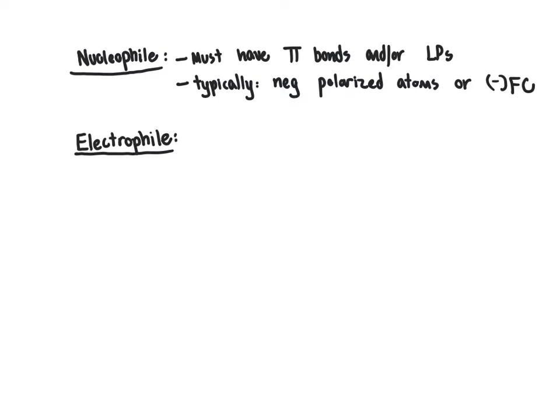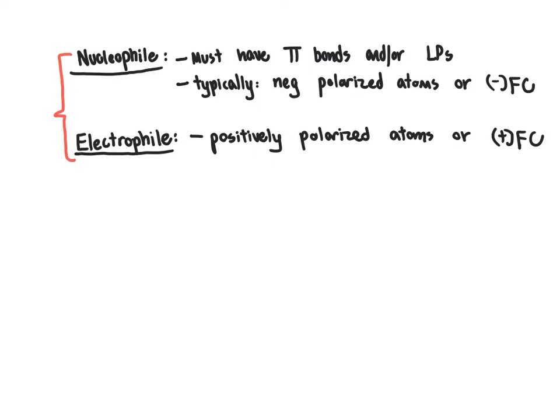They do not have electrons, and so they are very eager to mate with molecules or atoms that do have an excess of electron density. So electrophiles are typically going to be positively polarized atoms or atoms that have a positive formal charge. So we're looking for positively polarized atoms or a positive formal charge atom. So what we will see in chemical reactions is that our nucleophiles are going to be very drawn to electrophiles. Opposites attract, in other words.